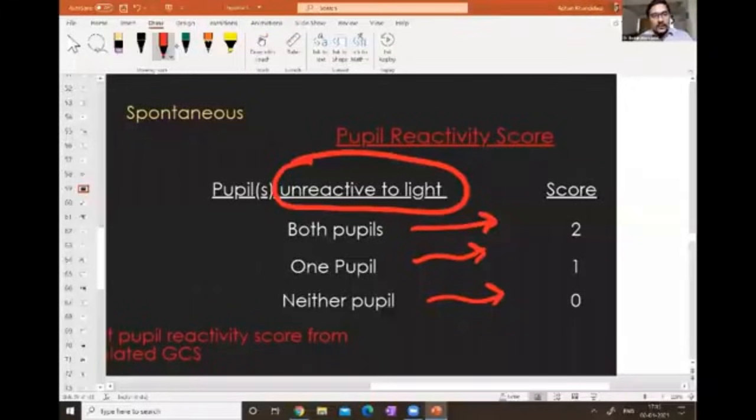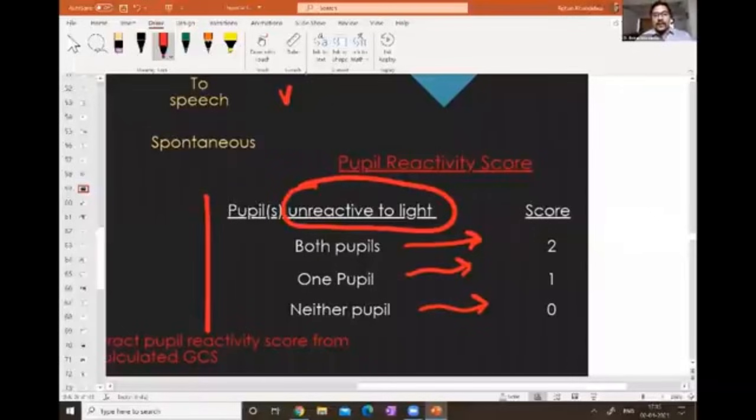Somebody has also asked me, how do we calculate the GCS score for an intubated patient? Earlier, for an intubated patient, it was written as VT and VT was given a score of 1. But now we write it as NT, or non-testable. VT is not 0. VT initially was given a score of 1. Now we write it as NT or non-testable.